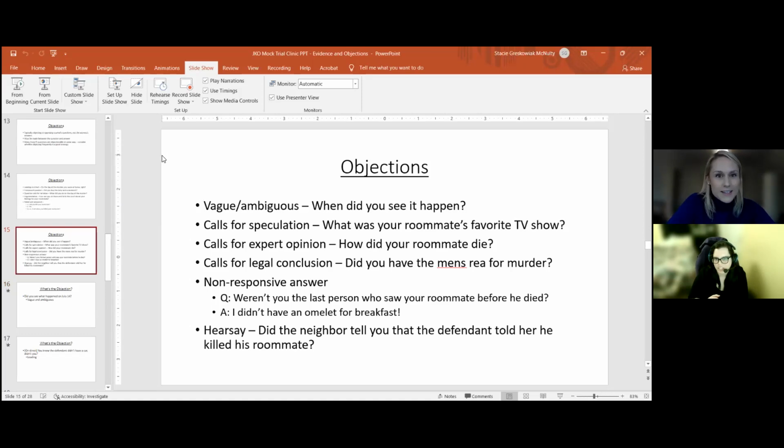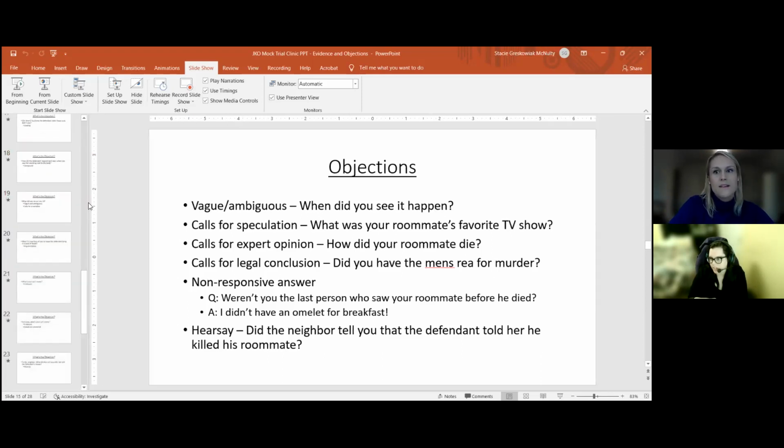Okay. Yeah, I was going to say the vague and ambiguous objection there, for example: when did you see it happen? The "it" is what is vague or ambiguous. Like, when did I see what happen? As a witness, if I was asked that question, I'd be like, when did I see what happen? I'm just going to waste your time on your cross if you ask me that. Calls for speculation is a really good one when the witness might not have personal knowledge, or not everything is in their fact statement.